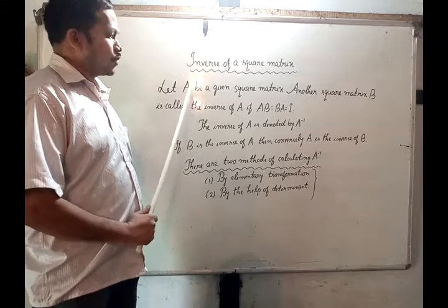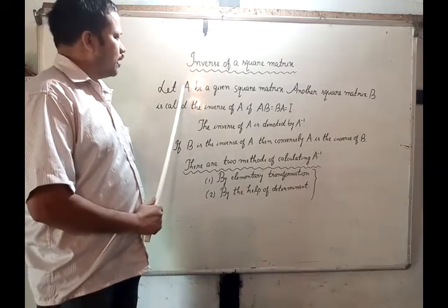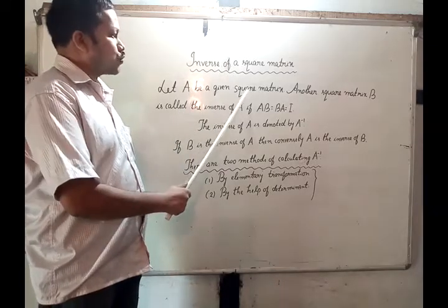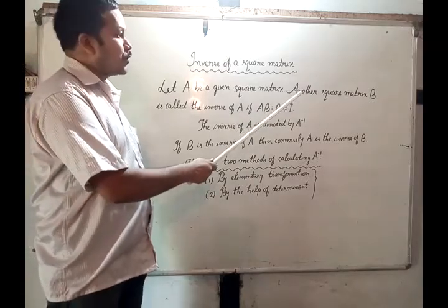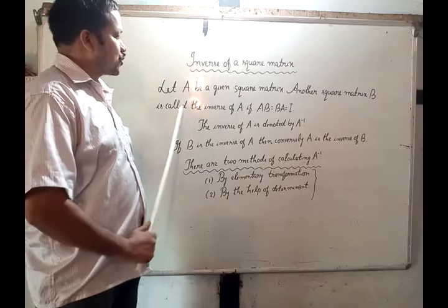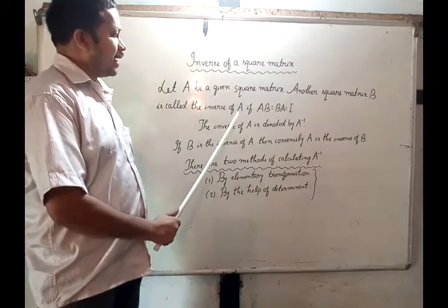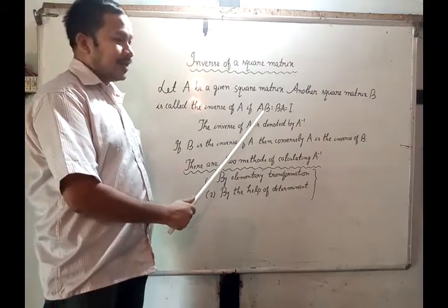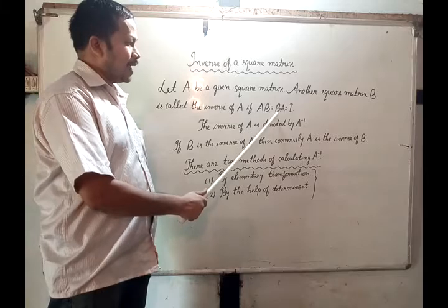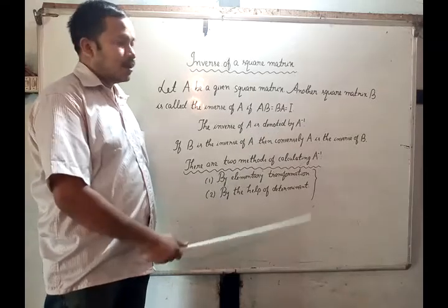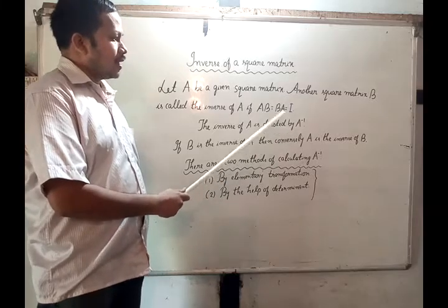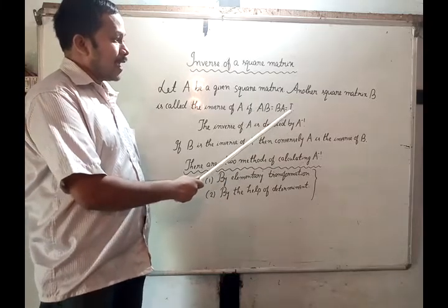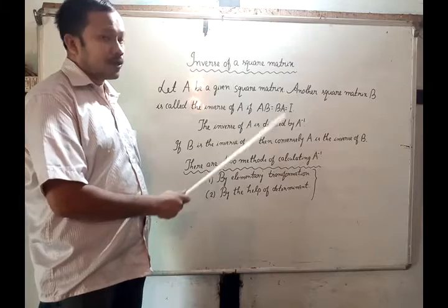First of all, the definition. Let A be a given square matrix. Another square matrix B is called the inverse of A if AB equals BA equals I. What is I? I is the unit matrix, of the same order as A and B.